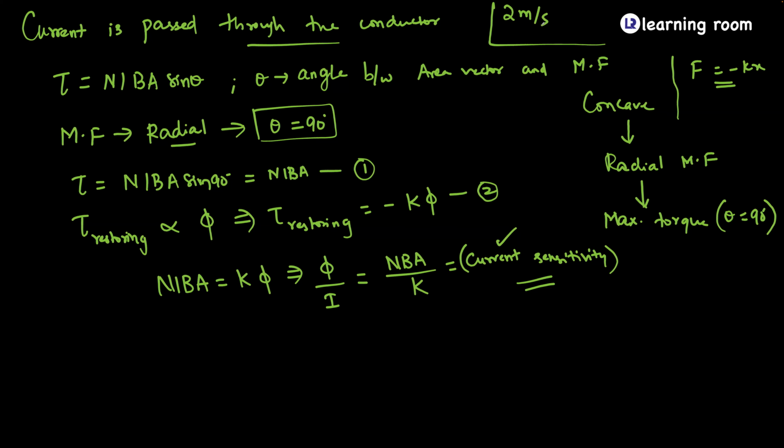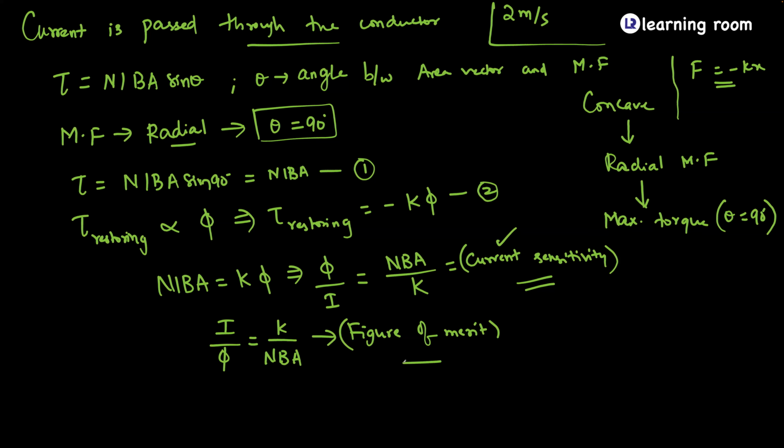So that is phi by I, which is called current sensitivity. Listen to this very carefully. If I write the reciprocal of this, I divided by phi, this is going to be K divided by NBA. Basically, it is a reciprocal of current sensitivity, and this parameter is called figure of merit.